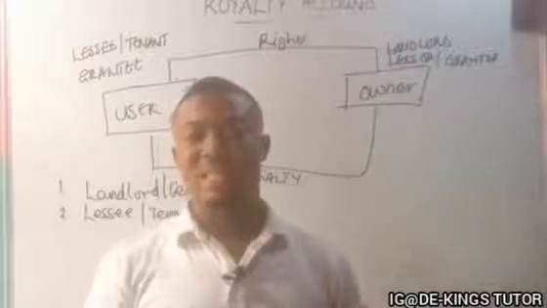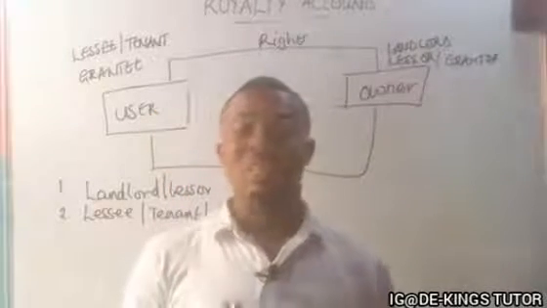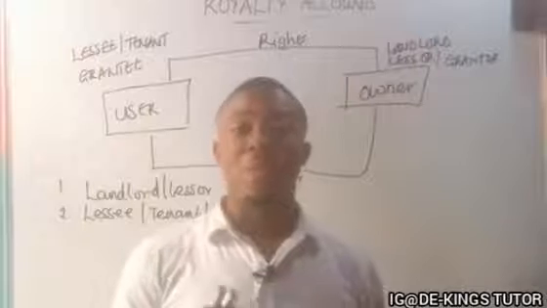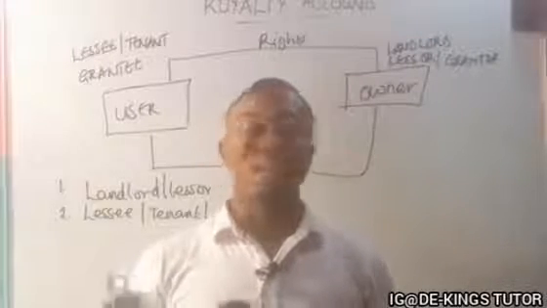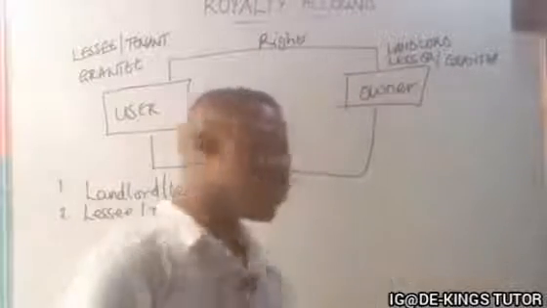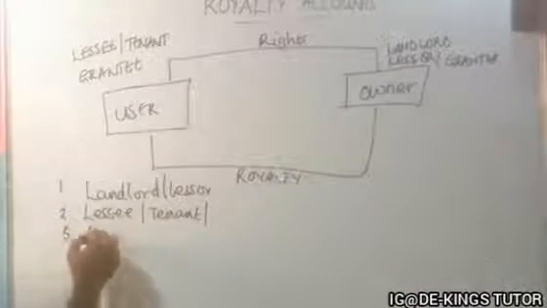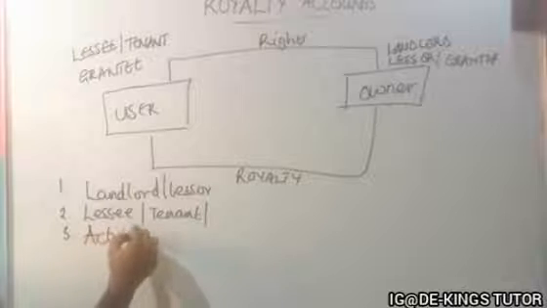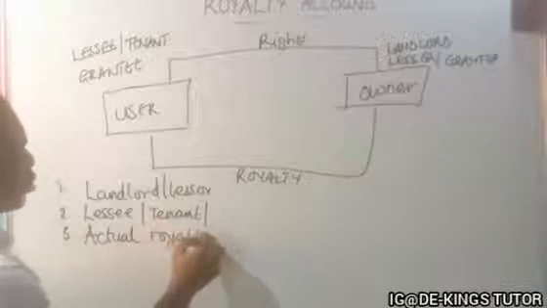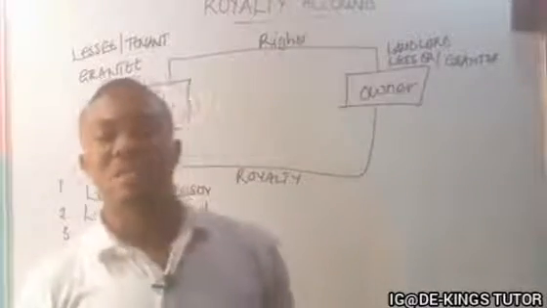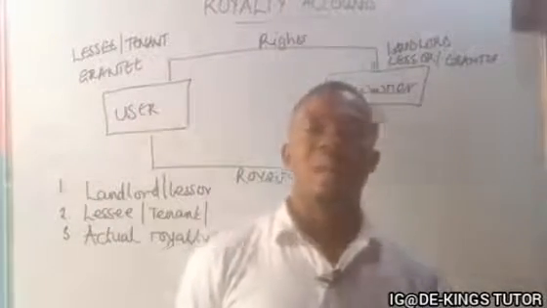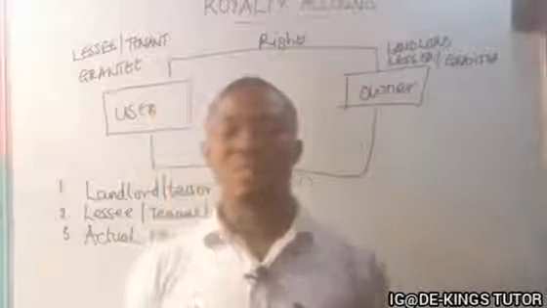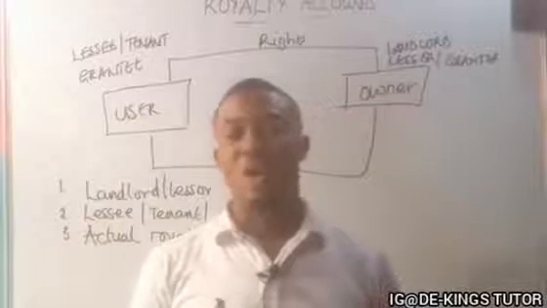The lessee or the grantee or the tenant is the user, the one making use of the rights of the landlord. Okay, so we have the third one, what we call actual royalty. Now, the actual royalty is the actual utilization of the activity or sales.